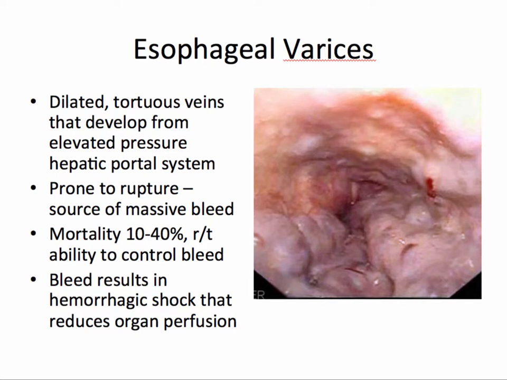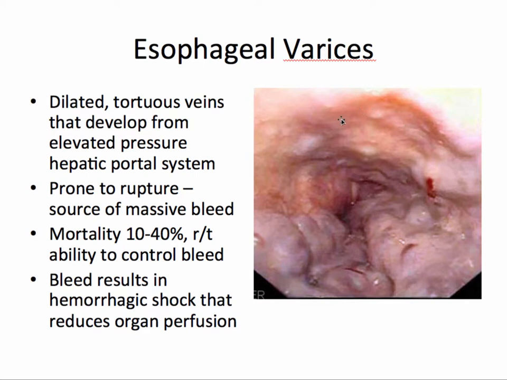Esophageal varices are dilated, tortuous veins that develop from elevated pressure in the hepatic portal system. Varices are prone to rupture and are a source of massive bleeds. The mortality rate can range from 10 to 40%, and this is related to the ability to control the bleed. A bleed from esophageal varices can result in hemorrhagic shock that reduces organ perfusion.